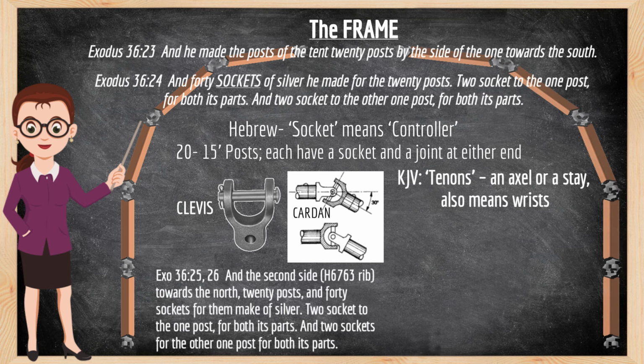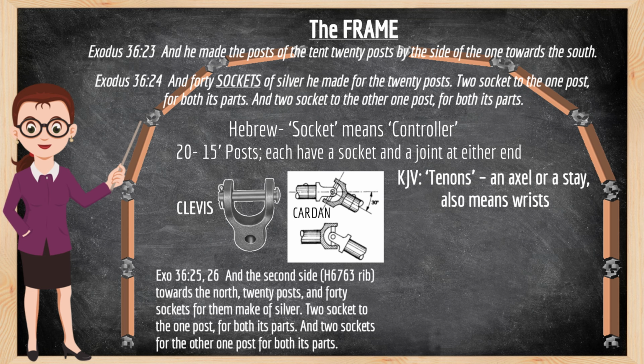Verses 25 and 26. It says, the second side. Now this word side is H6763, and it means rib. Towards the north, 20 posts and 40 sockets for them made of silver. 2 sockets to 1 post for both its parts. 2 sockets for another 1 post for both its parts. So for both its ends, it has a socket.